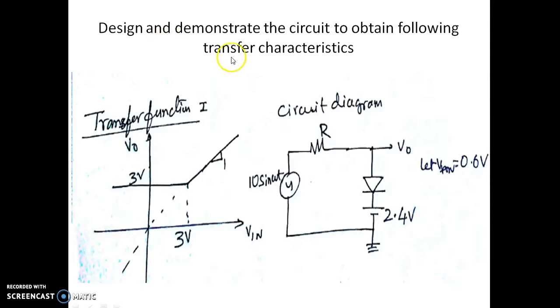And we shall try to see how we design and demonstrate a circuit to obtain the characteristics which are shown here. We are supposed to get a constant voltage of 3 volt when the input voltage is less than 3. When the input voltage is more than 3 volts, we are supposed to get the output voltage same as the input, that is, a slope of 1.